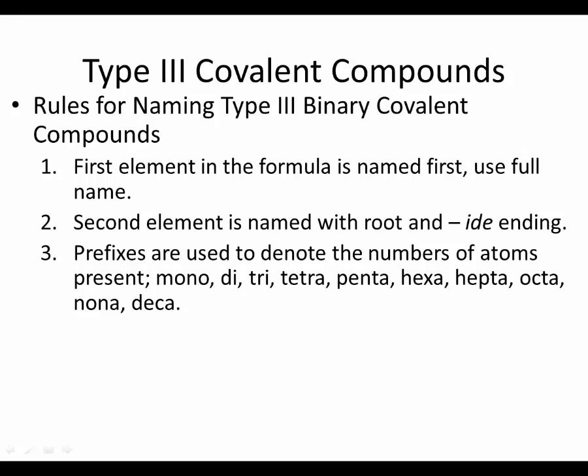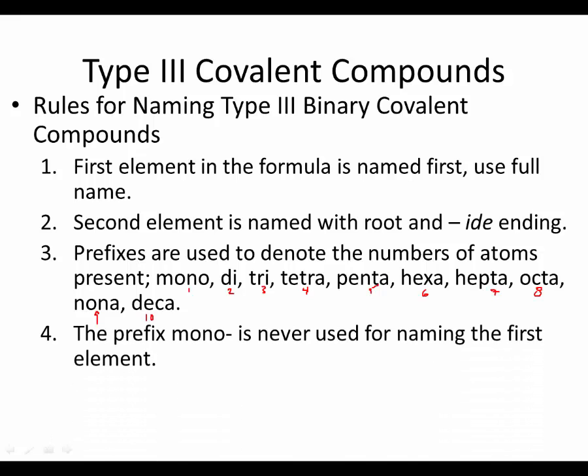Here's the difference. Because we could have more than one oxygen, like carbon monoxide and carbon dioxide, because there could be more than one oxygen or more than one of the nonmetal, we have to use prefixes to denote how many are in the compound. So we should memorize the prefixes: 1, 2, 3, 4, 5, 6, 7, 8, 9, and 10.